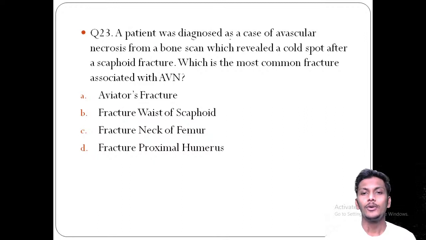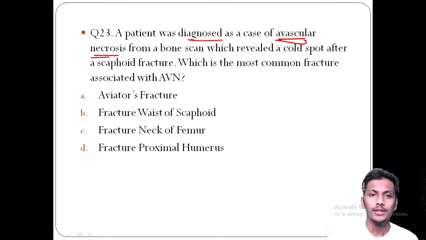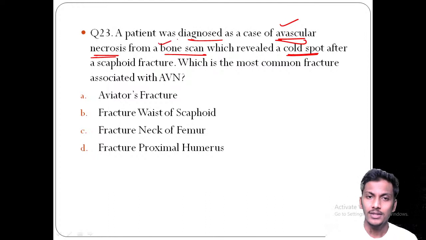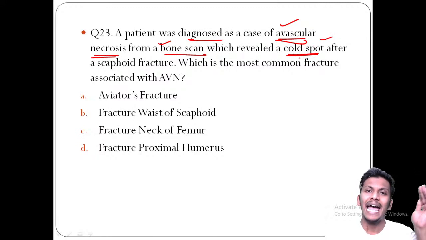Here a patient was diagnosed as a case of avascular necrosis from a bone scan, which revealed a cold spot. Usually what happens, if a person has avascular necrosis in any bone, we prefer a bone scan, which is the investigation of choice. In a bone scan we can see a cold spot. Why do we see a cold spot? Because the blood supply is cut off to that area, and metabolic activity is reduced in that area, right? And that is the reason why we can see a cold spot on a bone scan after a scaphoid fracture.